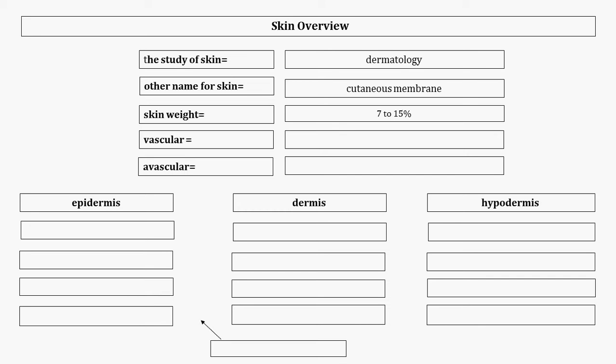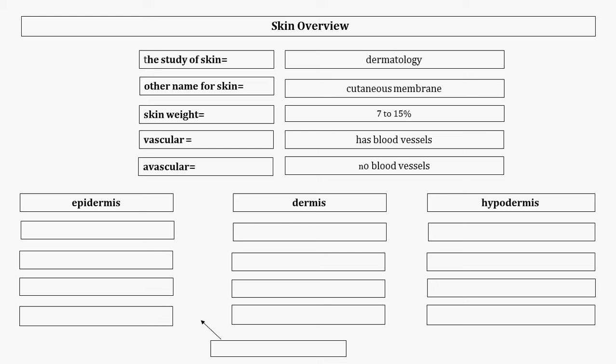You'll see some books that will say 10%, some say 15%. Just have to kind of look at maybe if you're having an exam, what your professor prefers, what percentage. And there are two characteristics of the skin. Some parts of the skin have blood vessels, which is called vascular, and some it's avascular, means no blood vessels. And blood vessels are basically little pipes that are bringing blood to the skin.